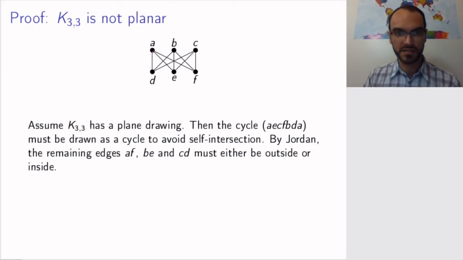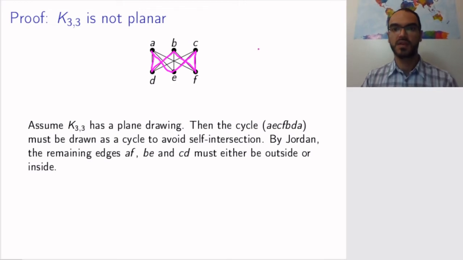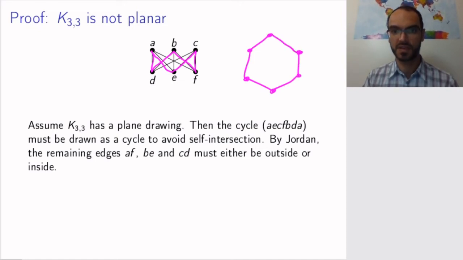So now we have a cycle in this graph, the cycle that goes A to E to C to F to B to D to A. So this cycle, since it is a cycle, must be drawn as a cycle, otherwise I will get intersections. This is the same reasoning as for K5. So I have A, E, C, F, B, D, A somewhere in my graph.